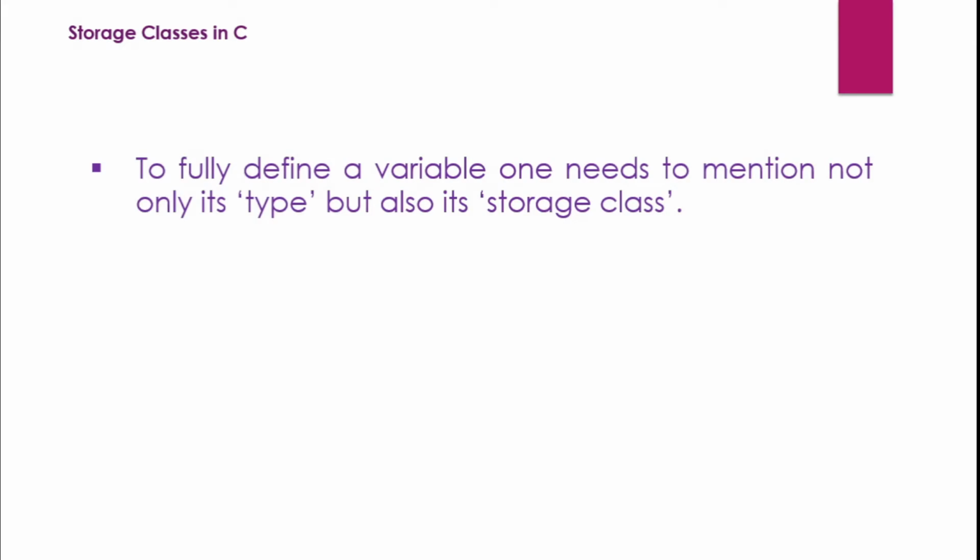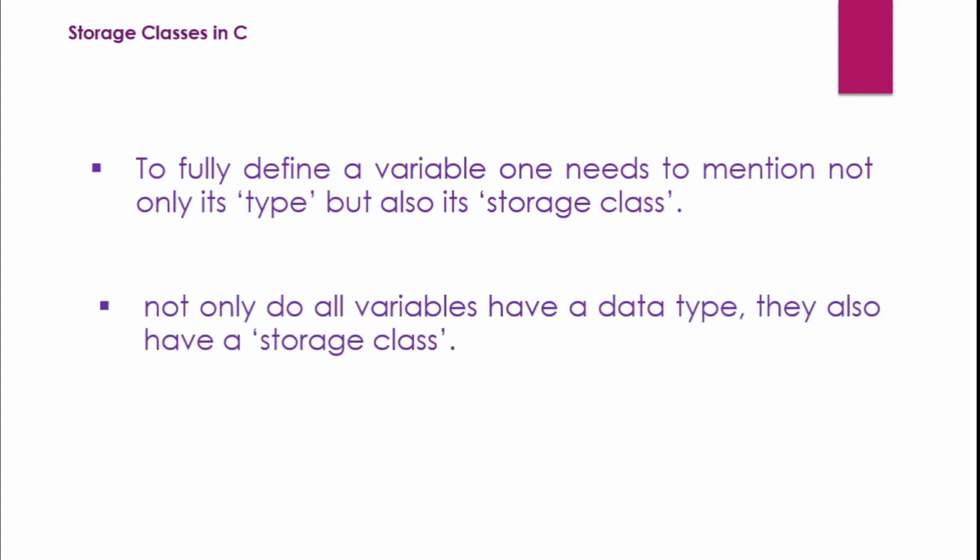Now in case of a variable, we have a variable declaration that was studied in previous lectures, but still we are not finished with variables. To define a variable, we need to mention not only its type but also its storage class. In other words, all variables have a data type, but they also have a storage class. We have not mentioned the storage classes yet, though we have written several programs in C.